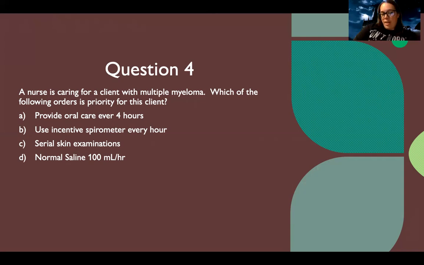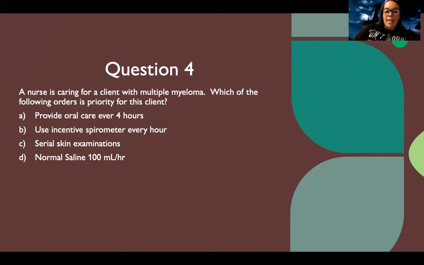Serial skin examinations. Now this doesn't seem to have anything to do with multiple myeloma, maybe if they had skin cancer. But that's the key here: if you don't know what multiple myeloma is, you could easily get caught up in that. In a question like this, which of the following orders is priority, we can either put answers that are correct but not the best answer, or we could also throw in incorrect answers. So this is more of an incorrect answer.